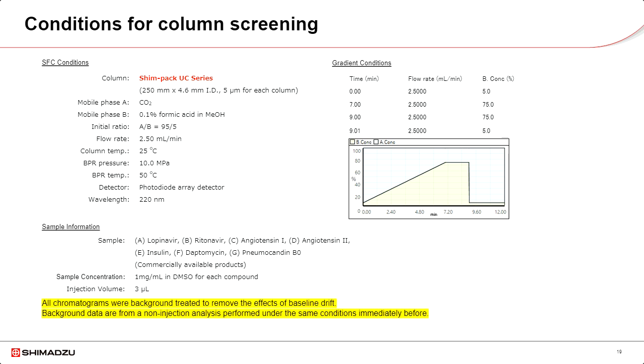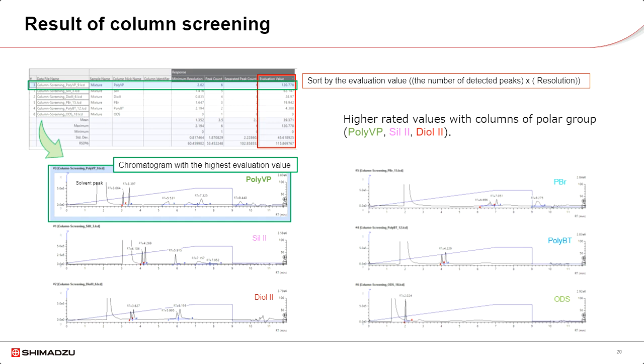For the column screening experiments, a 5% to 75% gradient running at 2.5 mL per minute was used with 0.1% formic acid in methanol as the modifier. Each of the included samples was present at approximately 1 milligram per milliliter and dissolved in DMSO for injection. The results of the column screening showed that the polar group columns, the poly-VP, SIL2, and diol-2 columns provided the best separation, with the poly-VP providing the highest resolution and greatest number of resolved peaks.